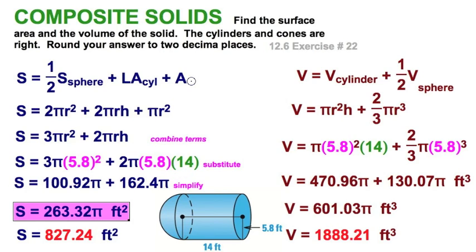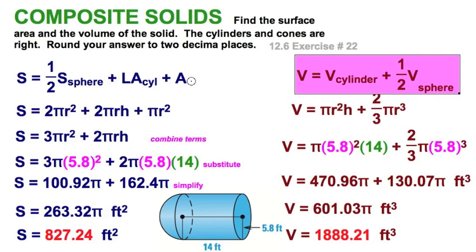And here we go, adding them all up in terms of pi. My surface area I've got right here in square feet. You notice I kept track of that. When I squared the 5.8 or 5.8 times 14, I was generating square feet. And times pi, using the pi key on my calculator to the nearest hundredth, 827.24.